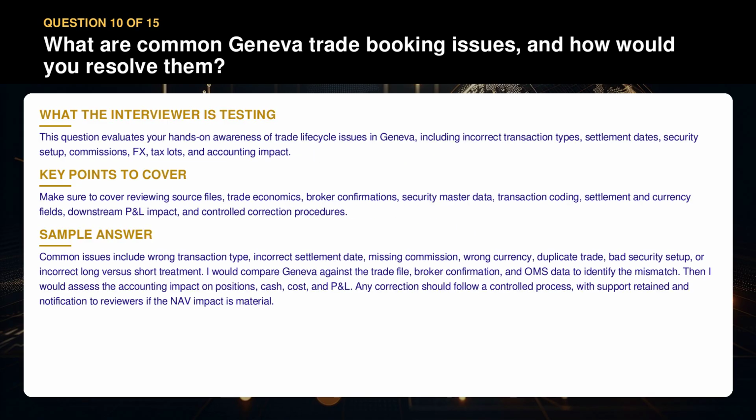Common issues include wrong transaction type, incorrect settlement date, missing commission, wrong currency, duplicate trade, bad security setup, or incorrect long versus short treatment. I would compare Geneva against the trade file, broker confirmation, and OMS data to identify the mismatch. Then I would assess the accounting impact on positions, cash, cost, and P&L. Any correction should follow a controlled process, with support retained and notification to reviewers if the NAV impact is material.